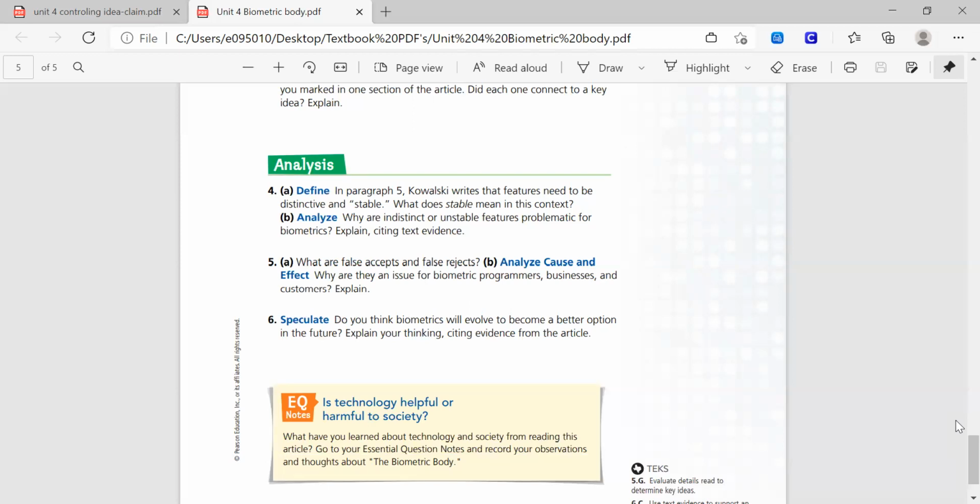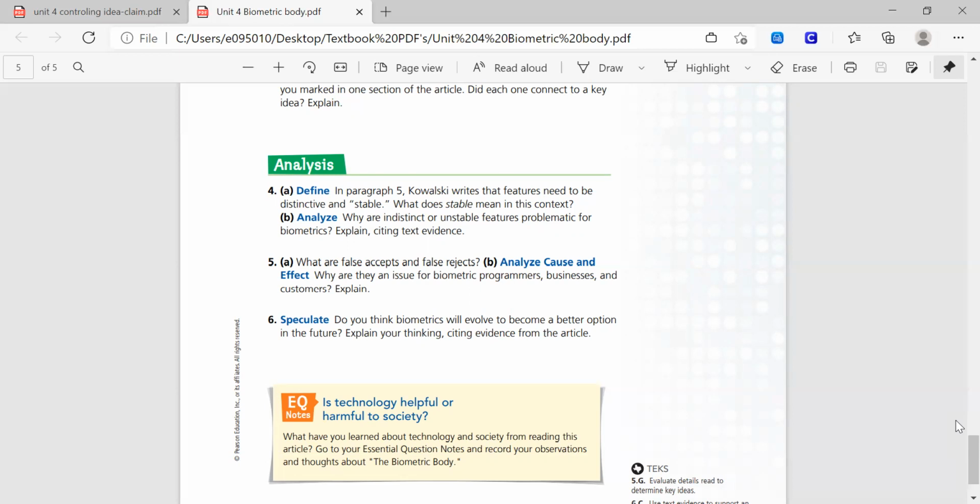And then question 6, our last question, speculate. Do you think biometrics will evolve to become a better option in the future? Explain your thinking, citing evidence from the article. So again, you're giving us evidence from the article. You're telling us where you got your thinking from.